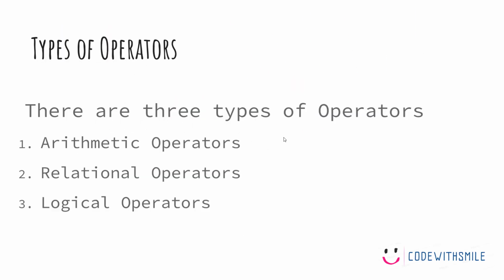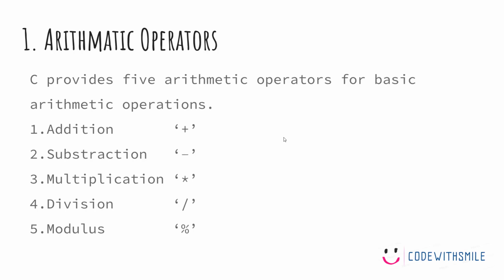Types of operators. There are 3 types of operators in C. Arithmetic operators, relational operators, and logical operators. We will be studying them one by one. First is arithmetic operators. We have 5 arithmetic operators: addition, subtraction, multiplication, division, and modulus operator.